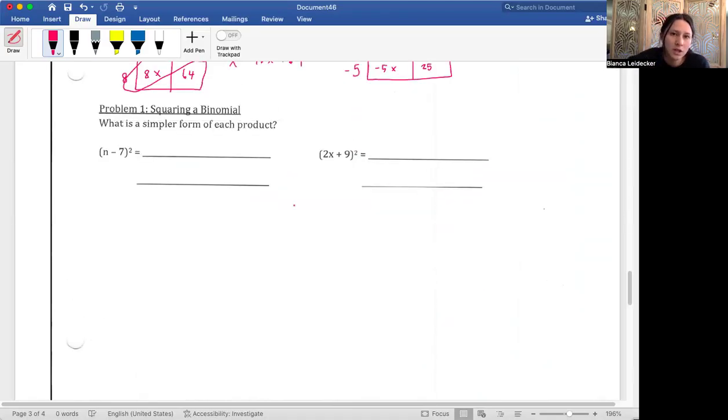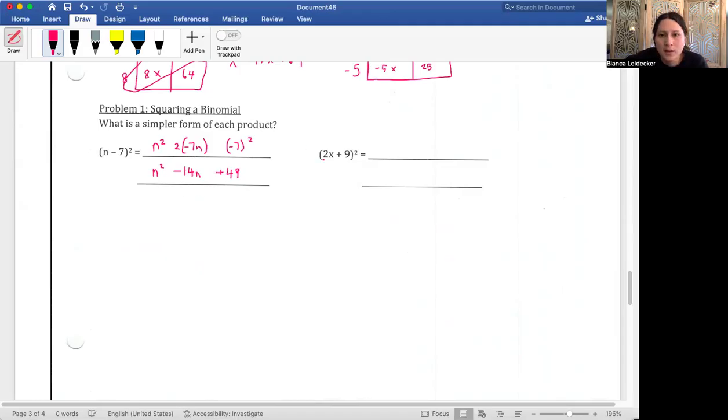So what's a simpler form of each product? Let's take a look here. So really, it's the first term squared, right? N squared, plus your negative 7n times 2, and your last term squared. So this would be n squared minus 14n plus 49. Negative 7 squared is 49.